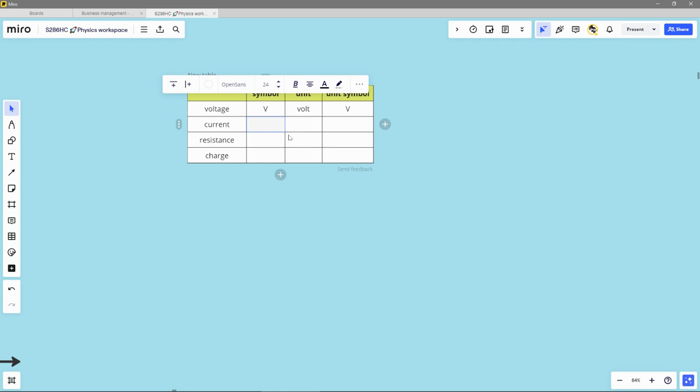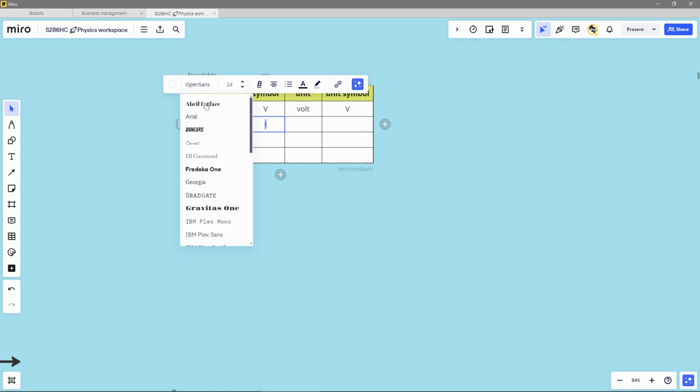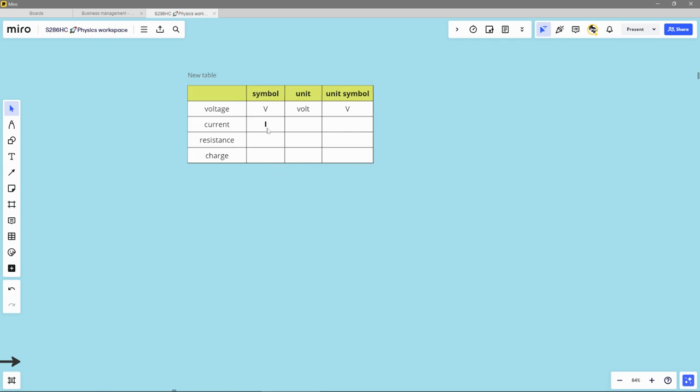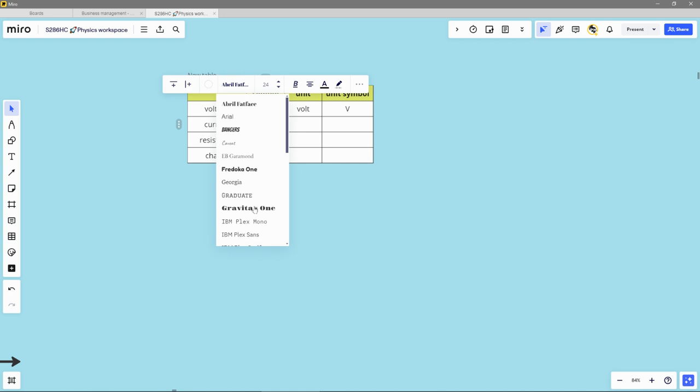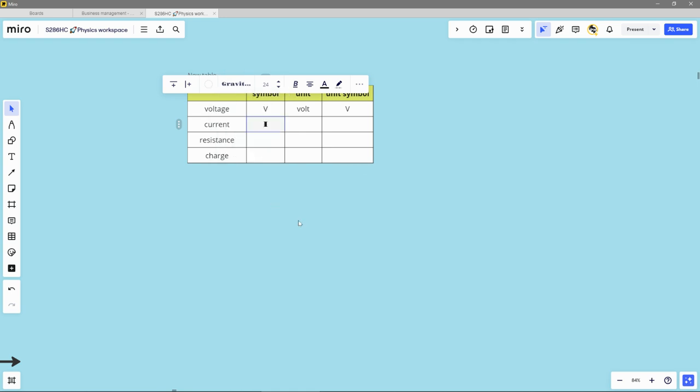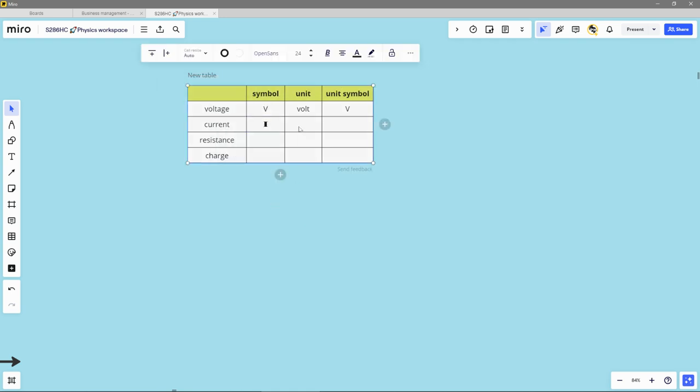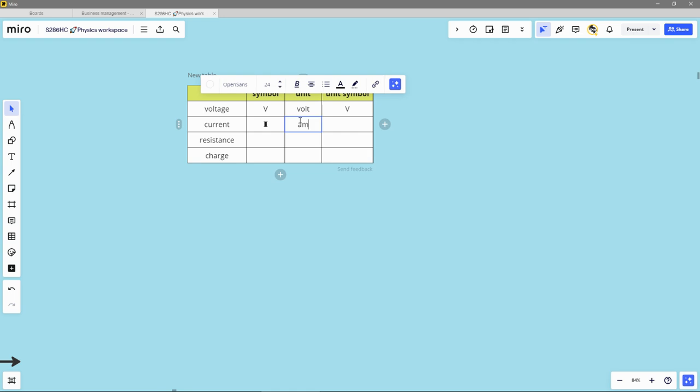What's the symbol for current? Strangely enough, a capital I. Now that looks a bit like an L, doesn't it? So let's pick that one. Hopefully you can see now that it looks like an I, and I want to make sure that you can see very easily that it is a capital I. And the unit is an amp. The symbol for an amp is a capital A.